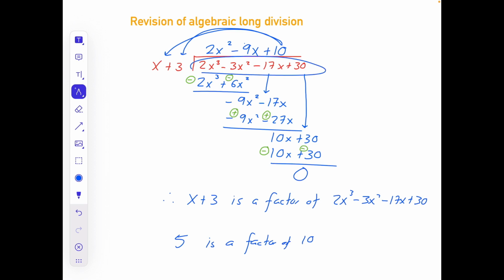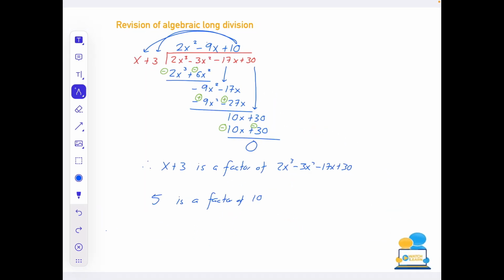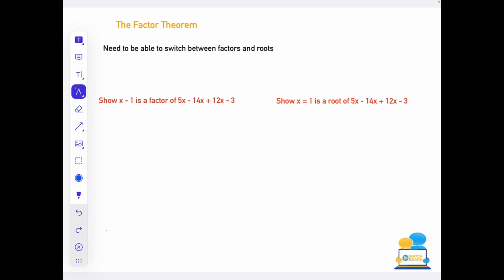Here, when we divided x plus 3 into this big long 2x cubed minus 3x squared minus 17x plus 30, we got a remainder of 0. That remainder of 0 shows that x plus 3 is a factor. We're going to be using this a lot when we come to the exam questions, so make sure you are quite confident with your long division. If you do a few practice of them, it's almost muscle memory after that. You're going to know what number to divide into what. It can seem a little bit daunting at first, but do a few of them. Watch this video back to make sure you fully understand this example, and then you should be okay with it, hopefully.